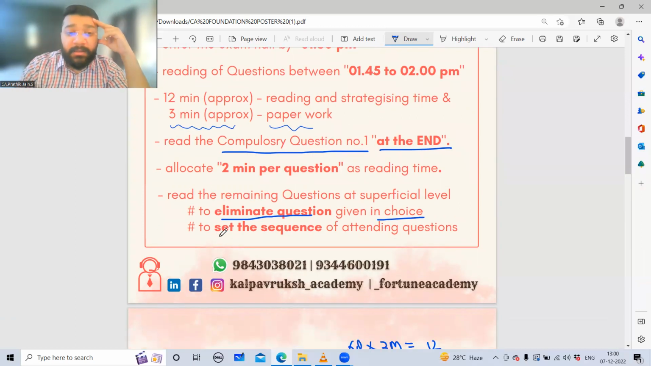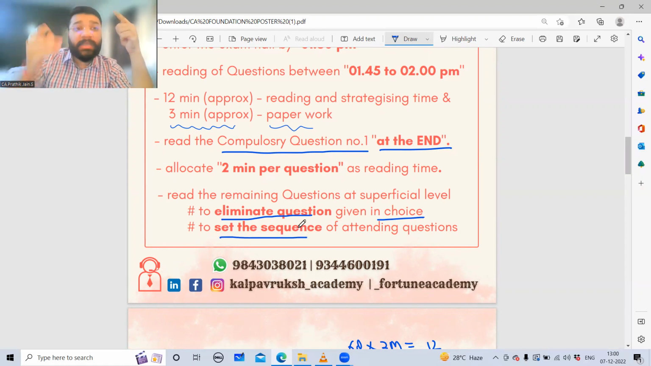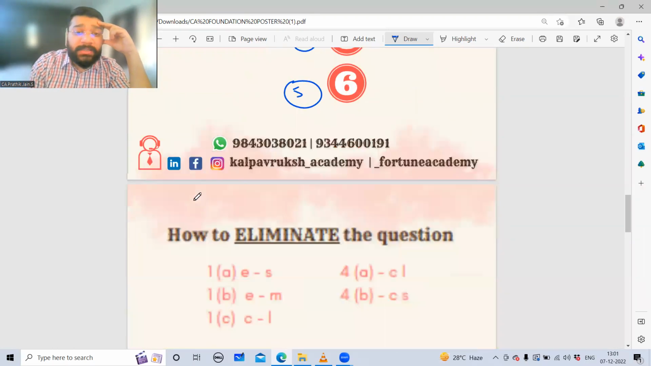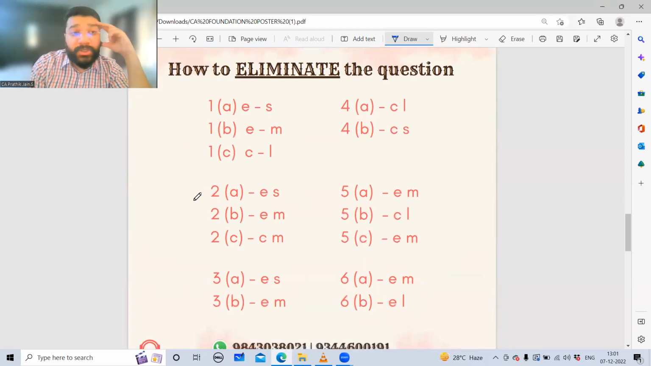And the second objective of utilizing this 12 minutes of time is that you need to set the order or the sequence in which you'll be attending the questions one after the other. So these are the 2 primary motives, or the targets, that you should be achieving in that first 12 minutes of time. So let's understand how we eliminate the questions first.